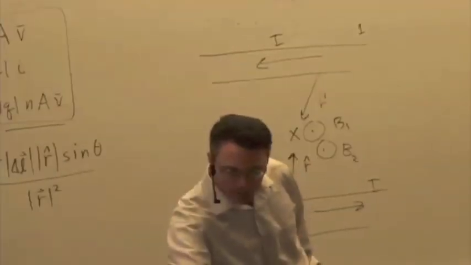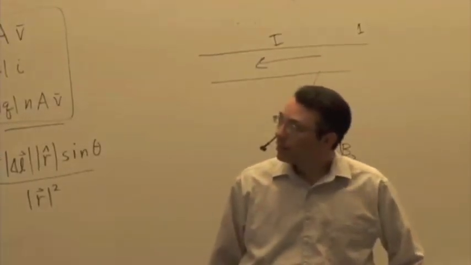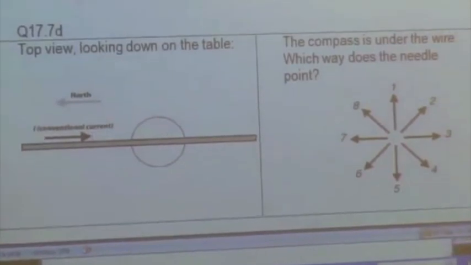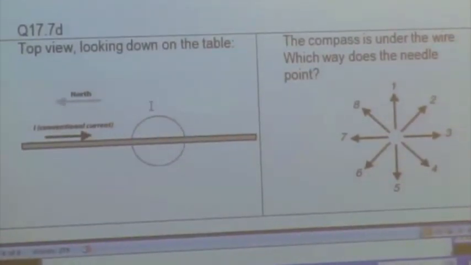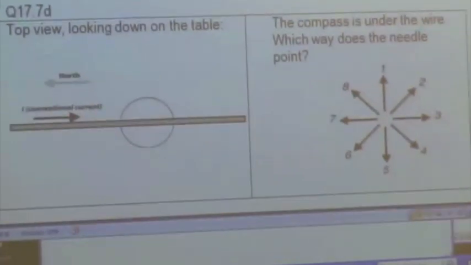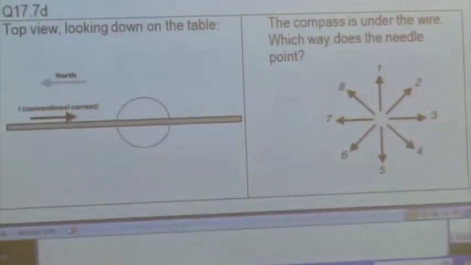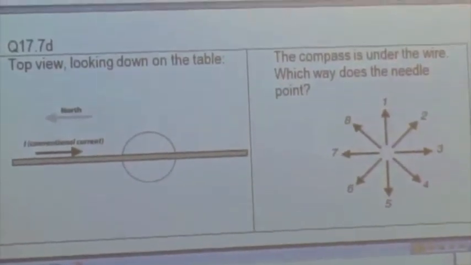But now we don't just have the magnetic field due to the Earth, right? North is that way, so we've carefully laid out this wire to be in the same direction as north-south. North is that way on this picture. Conventional current's running the other way. Conventional current's going south. And we placed a compass directly underneath the wire. Okay, so it's a top-down view. Here's the wire, and below the wire is the compass. What way is the needle going to point? Think about it. Talk it over.